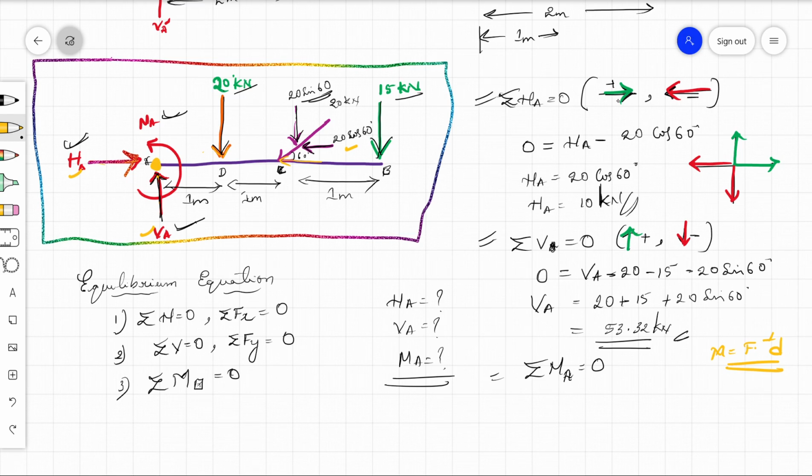So if we do this, summation of MA is equal to 0. I'll do the summation over here. The first force I see over here is 20 kilonewton. Let me take first the force itself, later I'll take the moment. So in this sense, one assumption is the same assumption: clockwise rotation as positive, anti-clockwise rotation as negative. This is one assumption I'm making.